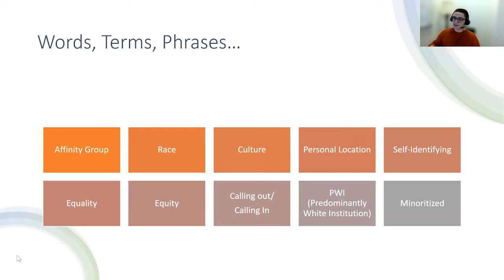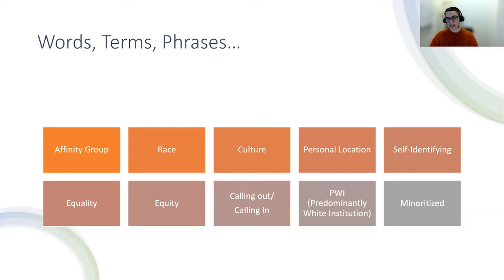So affinity groups is what we're talking about right now. I have my definitions right here from the glossary. It is a group of individuals who share a common characteristic, interest, or discussion. Race is a social construct that involves a person's self-assigned and externally perceived group membership based on phenotypic characteristics. That is a much bigger discussion.